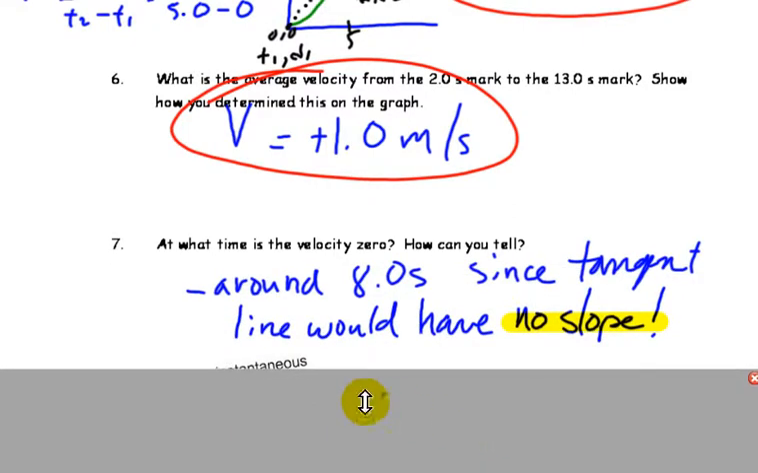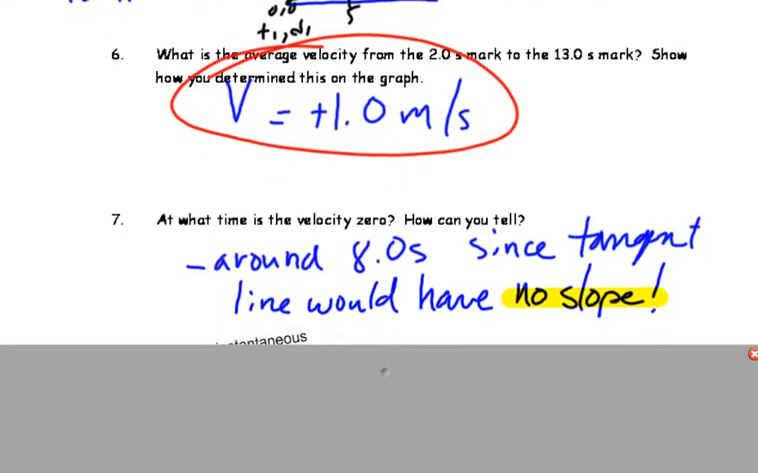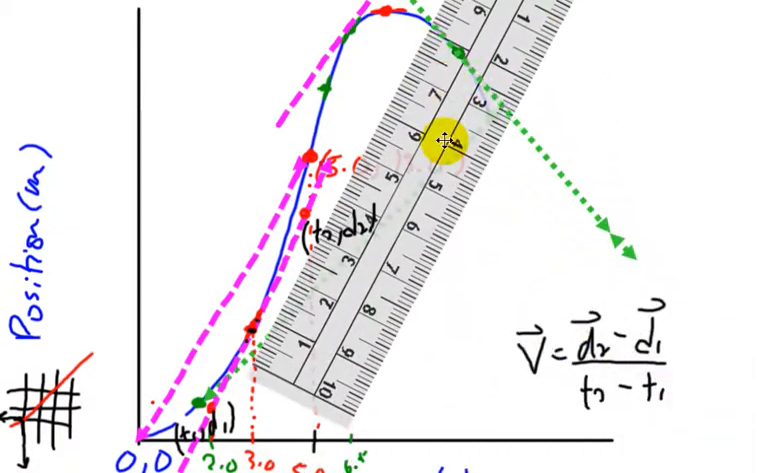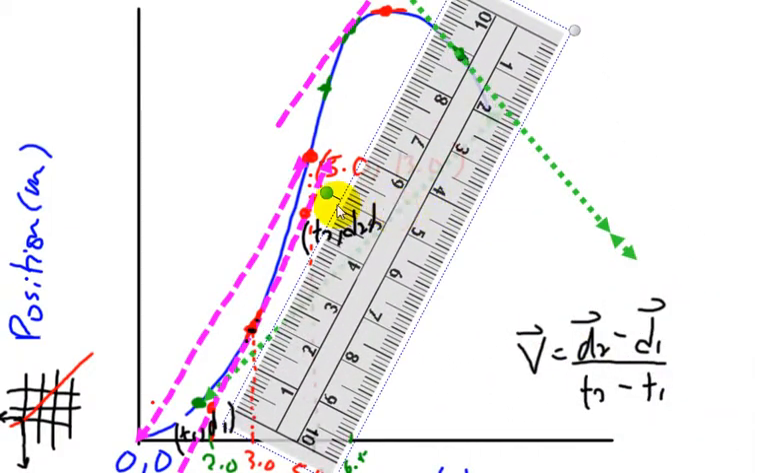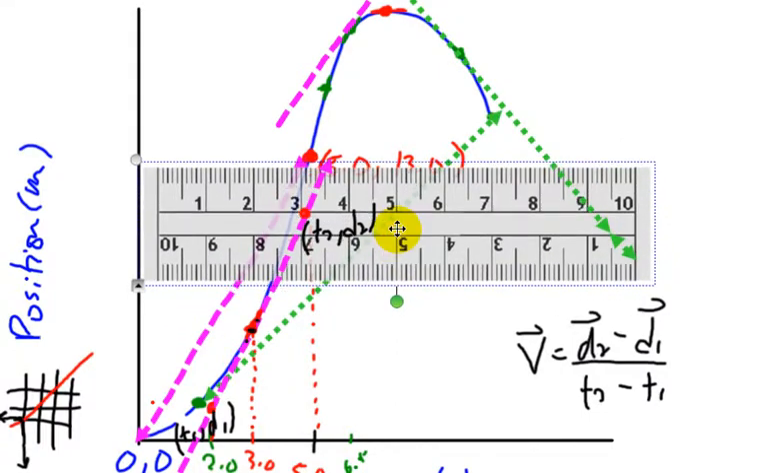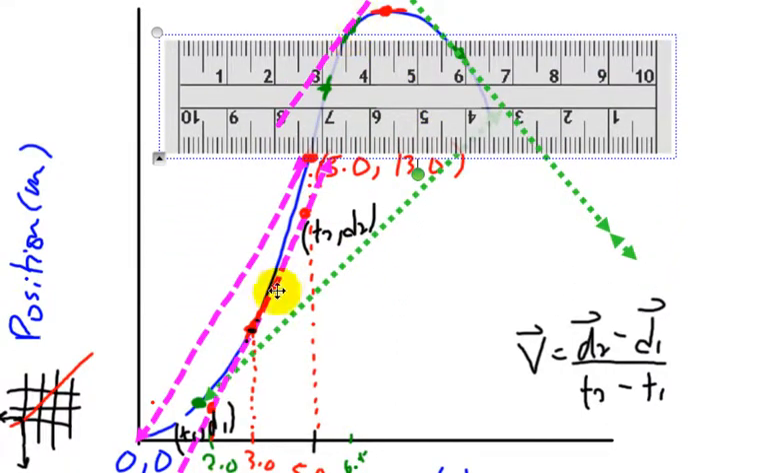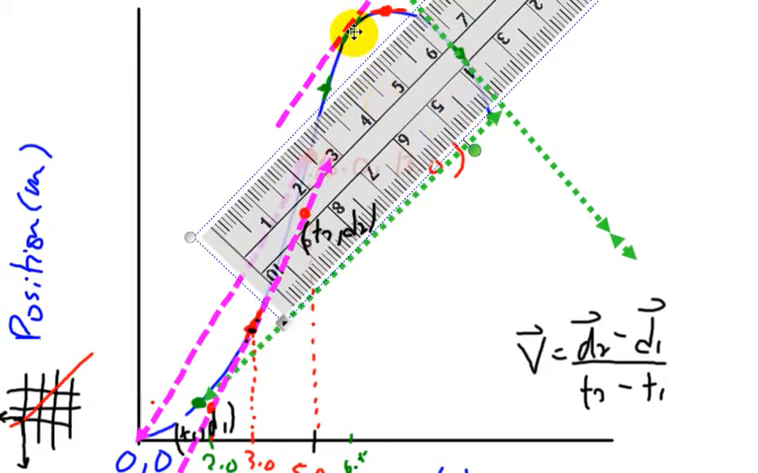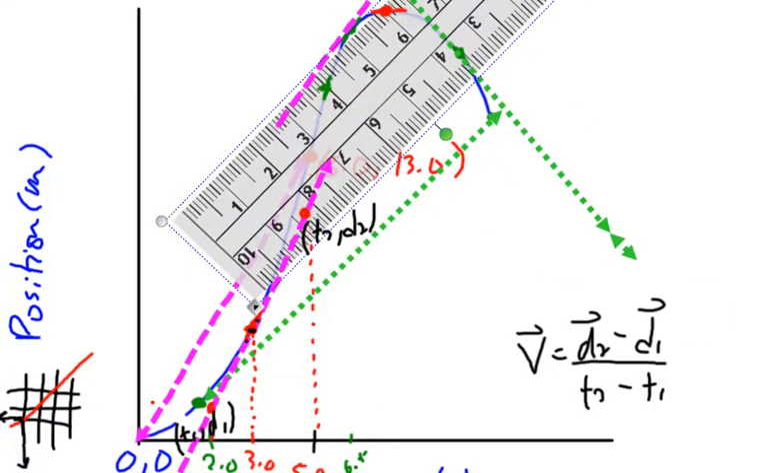Before we get into the instantaneous measurements, let's just do this one question and it'll be the end of this part 1 segment. At what time is velocity 0? How can you tell? So if we take a look at this curve, and I have this ruler here to kind of help out a little bit. So if we look here at the top, so we're increasing, increasing, increasing.